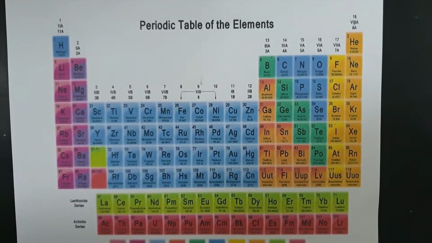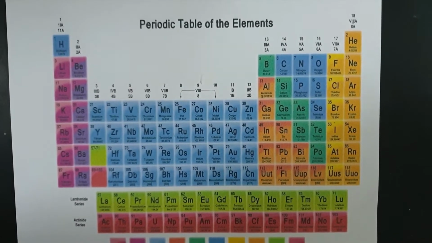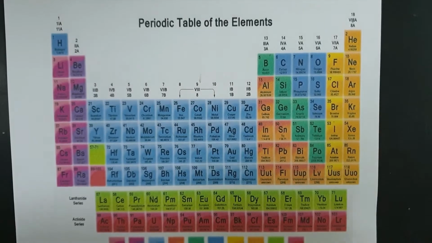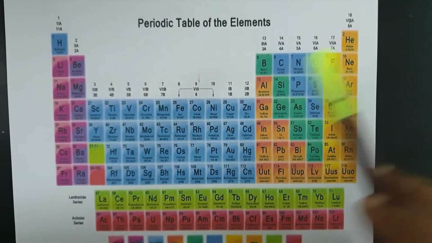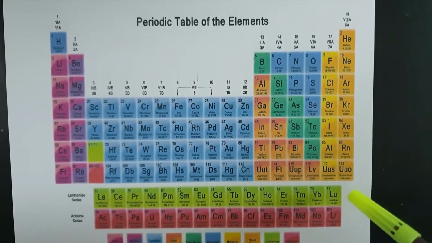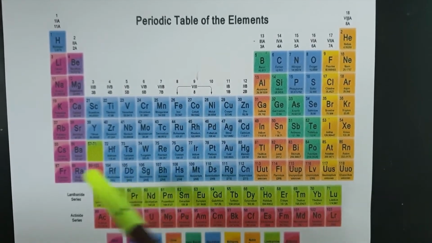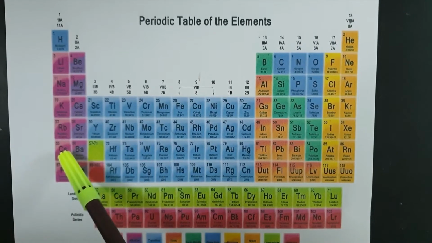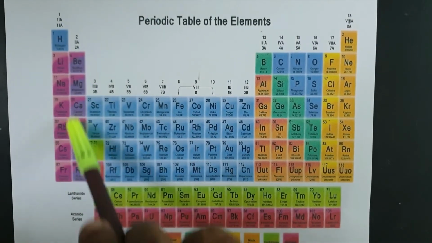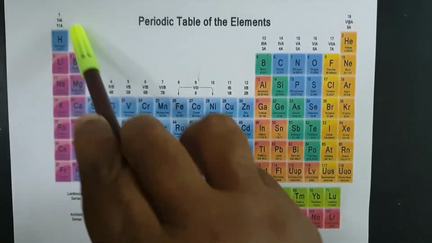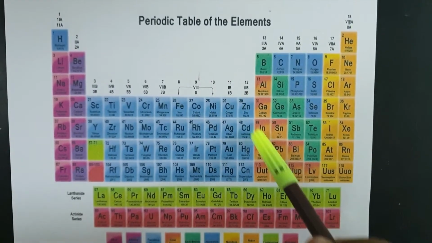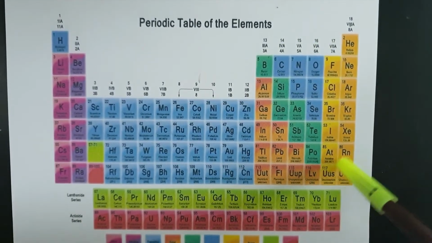Good morning, students. Today we are going to learn about the elements of the periodic table. This is the picture of the periodic table in which you have 118 elements arranged in a particular manner. On the left side of the periodic table you have the S block elements, and on the right side of the periodic table you have the P block elements.